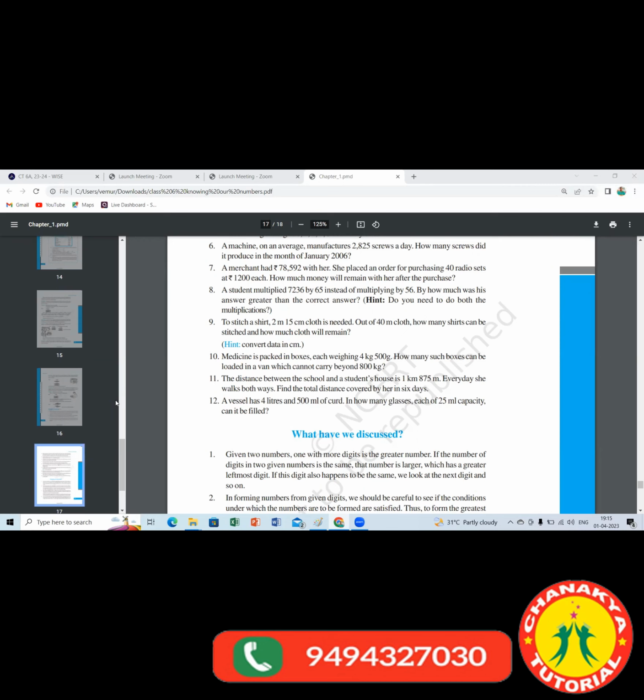Very good. Suppose you have an amount with you. What is the meaning of merchant? Who are merchants? Ma'am, those who sell things. Very good. One who sells things is a merchant. She initially has an amount of 78,592. She placed an order for purchasing 40 radio sets, and each set costs rupees 1,200. How much money will remain after her purchase? That's the question. So what should we do here? Ma'am, divide.